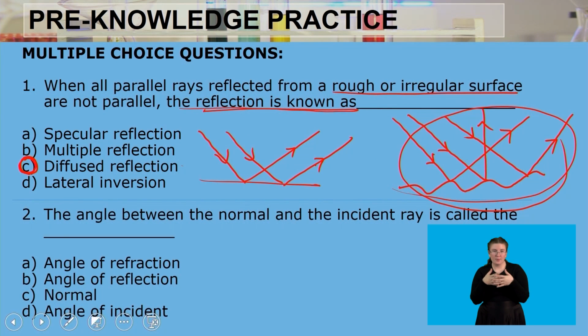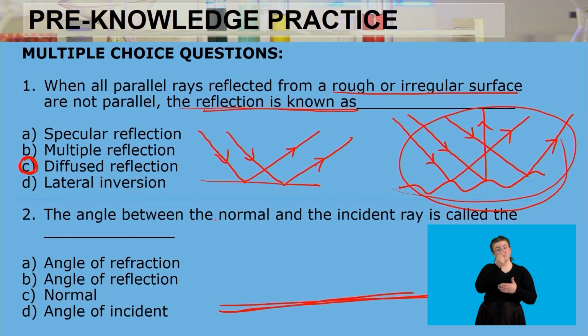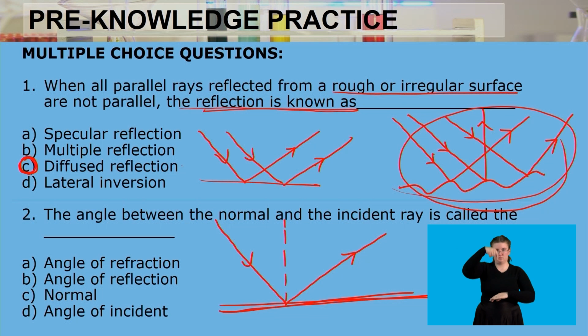Then the next question is asking us that the angle between the normal and the incident ray is called the what? So we do know that we have a ray diagram. If we have a ray diagram, this is our surface. We have the incident ray coming from the source and bouncing off the surface. Now, we also have another line in between the two rays. That line is called our normal line, which helps us to measure the angles between the normal and the incident ray, and then between the normal and the reflected ray.